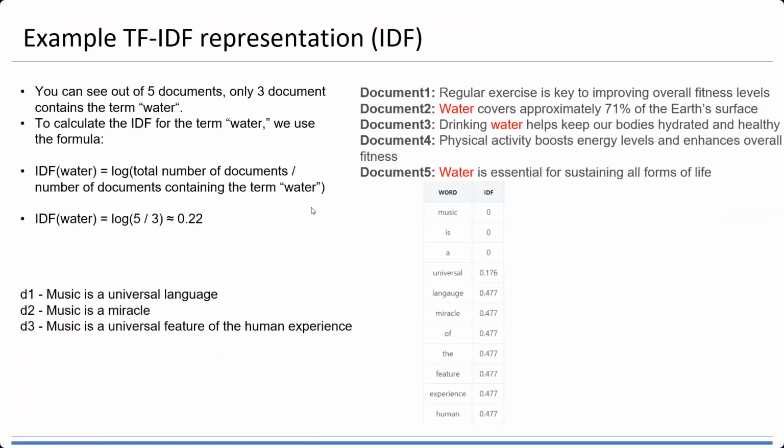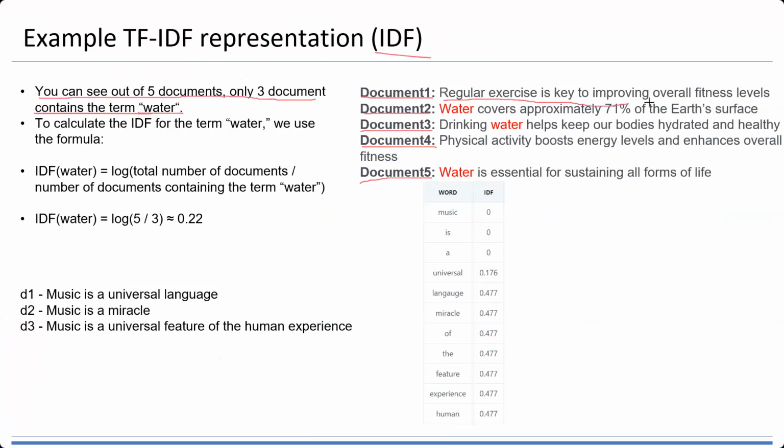Next, we will check the IDF. The IDF means the inverse document frequency. Because we have only 3 documents here, let me show with another example like this one. We have 5 documents: document 1, document 2, document 3, document 4, and document 5. And let's check the word water. You can see out of 5 documents, only 3 documents contain the term water.